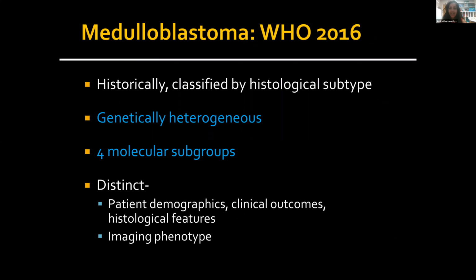So up until the WHO update in 2016, we were considering medulloblastoma to be a single entity, and we were classifying it as per the different histological subtypes. When the update came out in 2016, it was recognised that medulloblastoma was actually genetically heterogeneous, and it was subdivided into 4 different molecular subgroups, and they each have distinct patient demographics, clinical outcomes, histological features, and imaging phenotypes. And I'll quickly go through those.